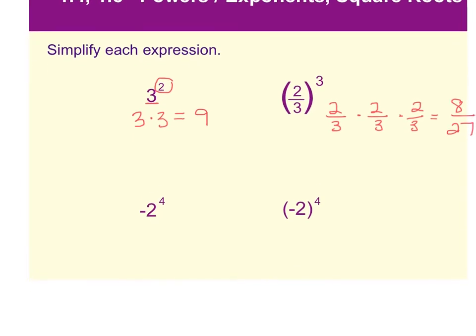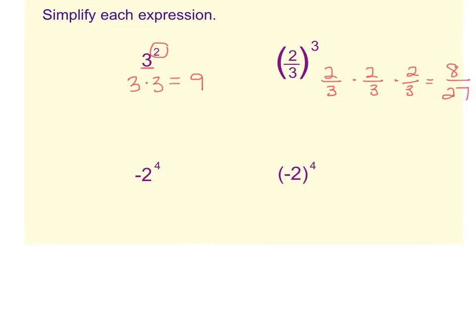Alright, so this next one, here's where I just want to make sure we talk about these two examples. They look the same, negative 2 to the 4th and negative 2 to the 4th. The only difference is one has parentheses and one does not. Let me talk about the one with parentheses first. If you notice this negative 2 to the 4th, inside the parentheses, see how the negative is included within that set of parentheses? So that tells us that you're going to take a negative 2 and you're going to multiply 4 of them.